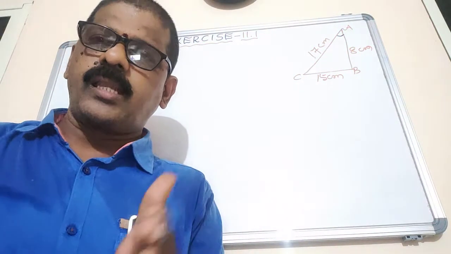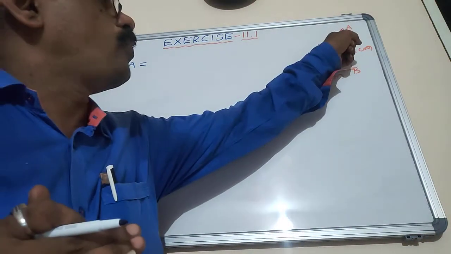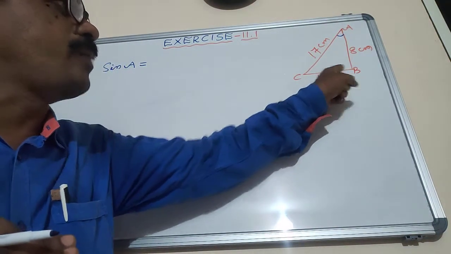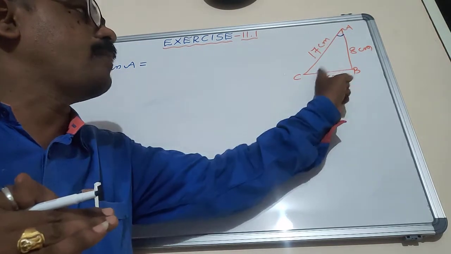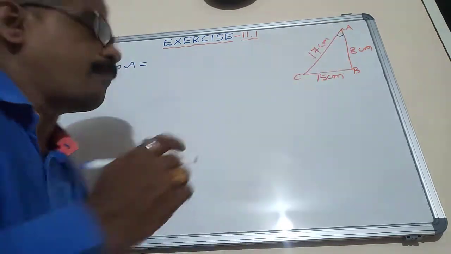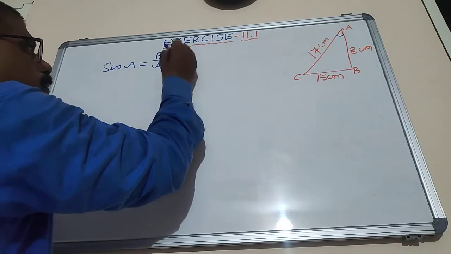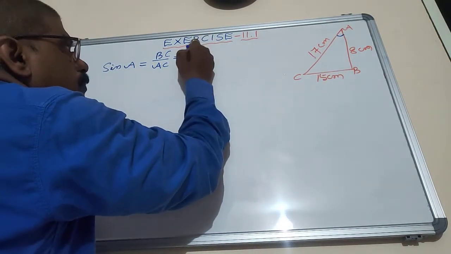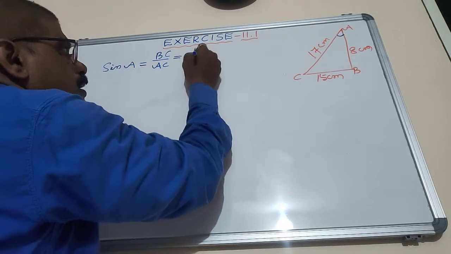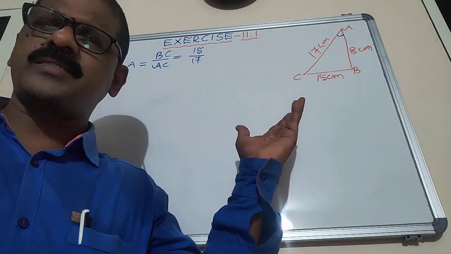The definition of sin A is the opposite side to angle A over the hypotenuse. So the opposite side to angle A has length BC, and the hypotenuse is AC. We can write BC by AC. BC is given to be 15 centimeters, and the hypotenuse is 17 centimeters. Clear? So that is always less than 1.